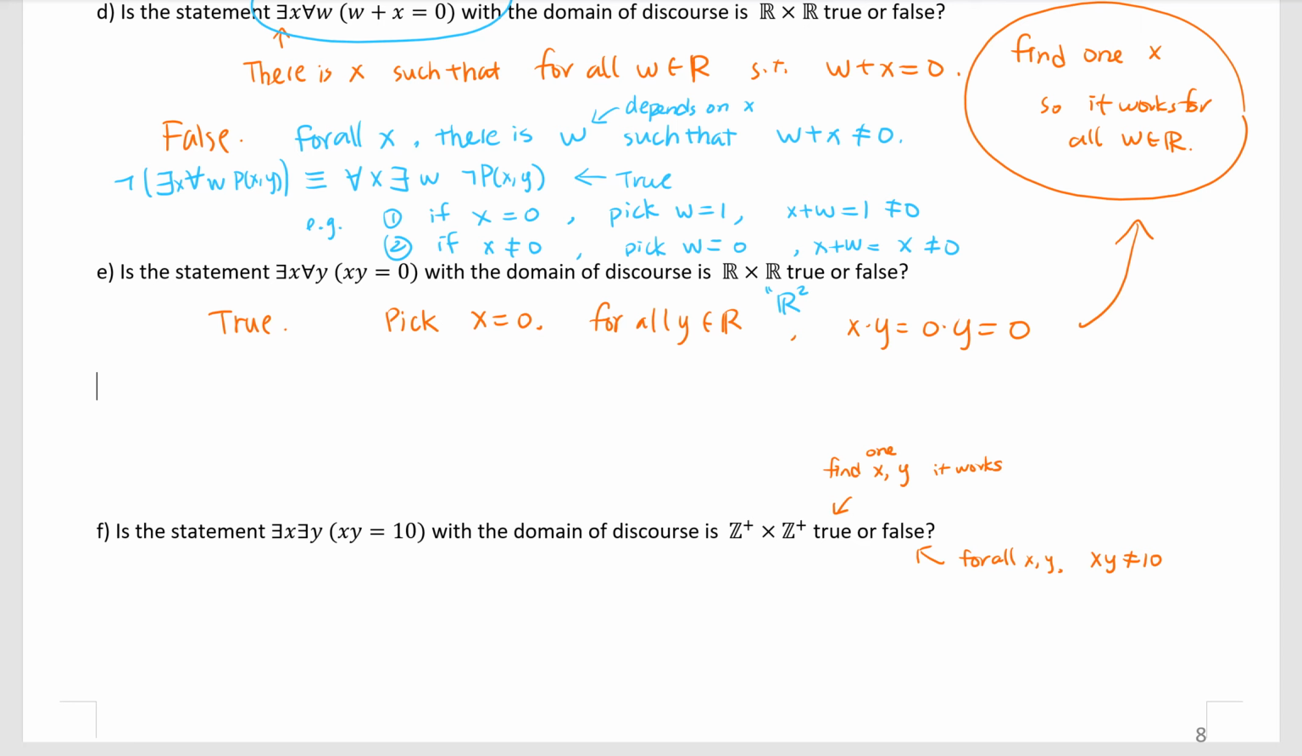Okay, is this true or false? Can we find x and y such that x times y is 10? Yes! We can find 2 times 5 is 10, 1 times 10 is 10. So this is true, we can pick x to be 2, y to be 5, then x times y is 2 times 5 equals 10. So now we have found the x value and the y value such that this works. So this is true. So far so good, everybody?